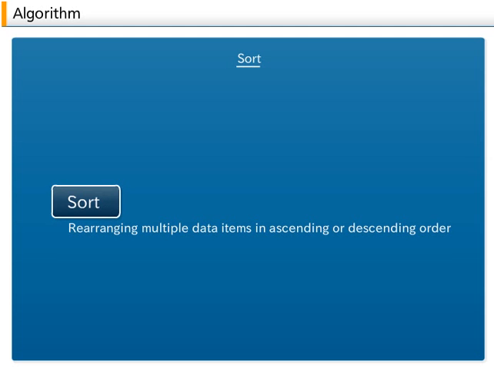One. Sort. Sorting means rearranging multiple data items in ascending or descending order using a key item. The data to be sorted may be represented in a data structure such as an array, list structure, or tree structure. However, here we will explain an example where the data is sorted in ascending order, using an array.